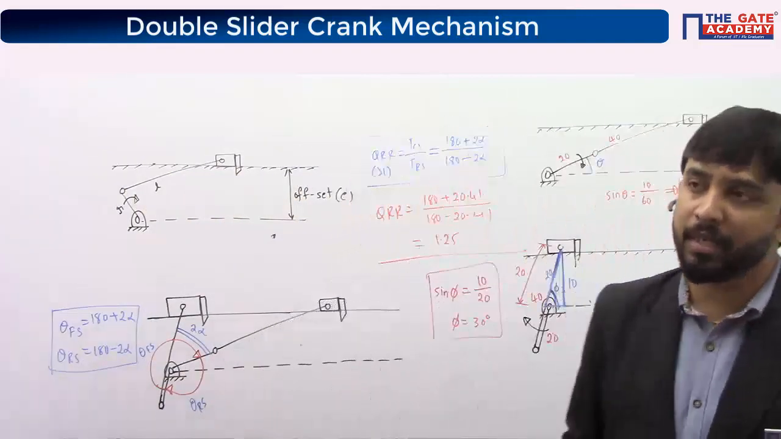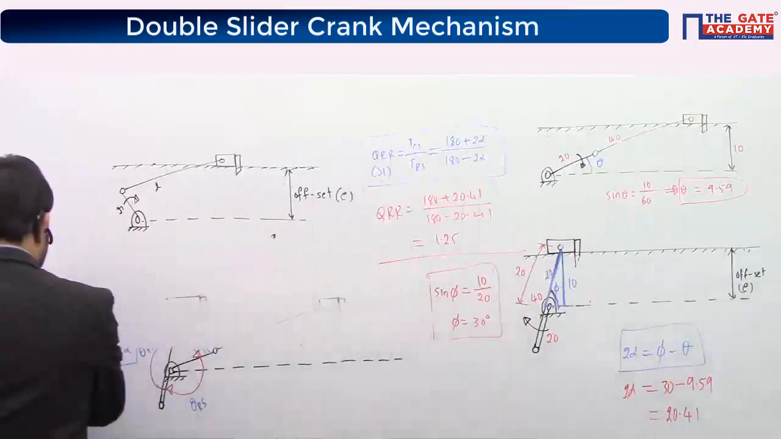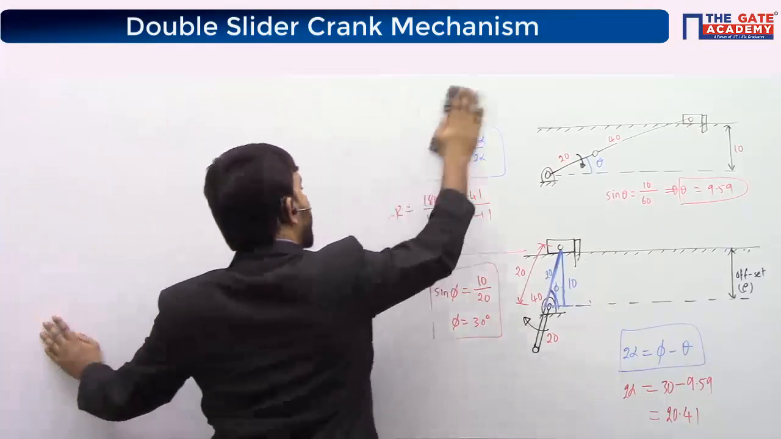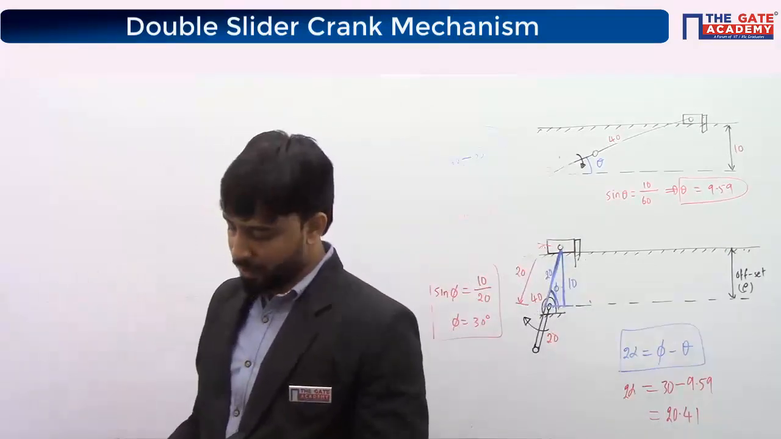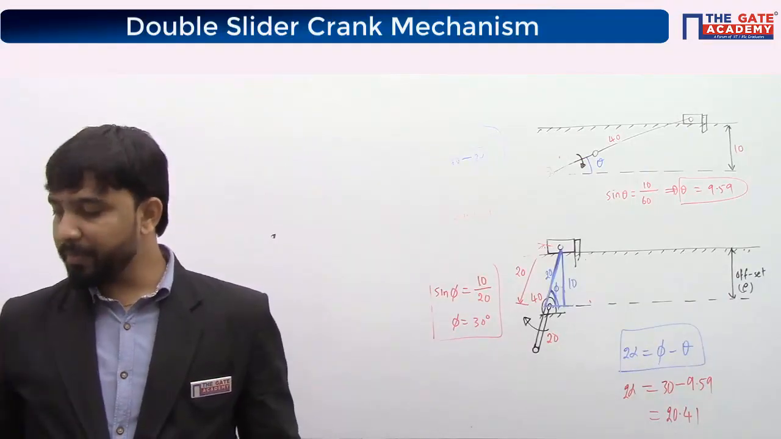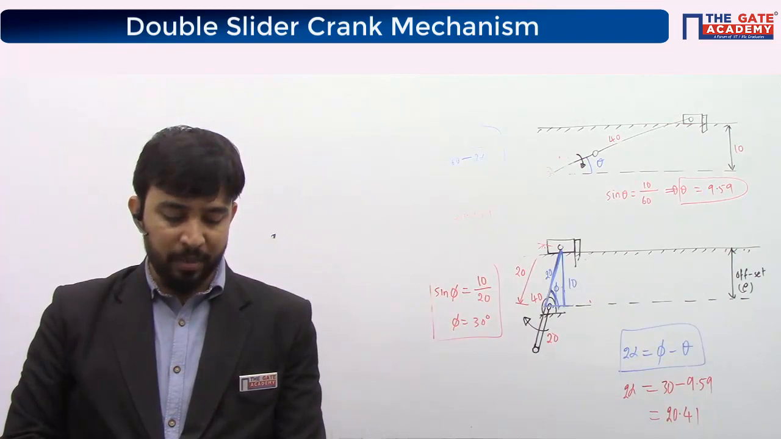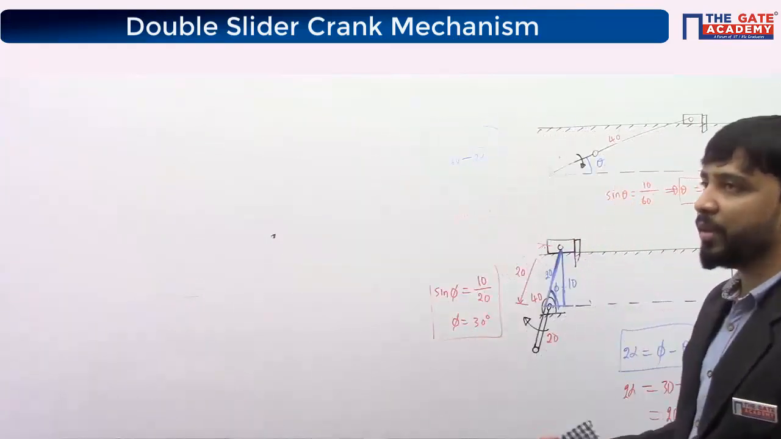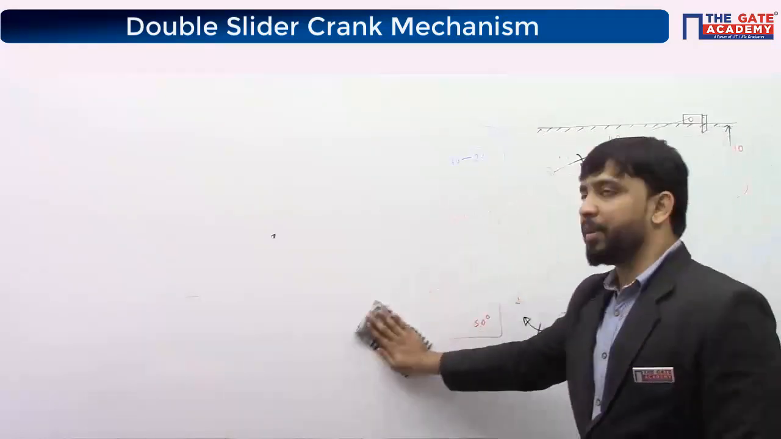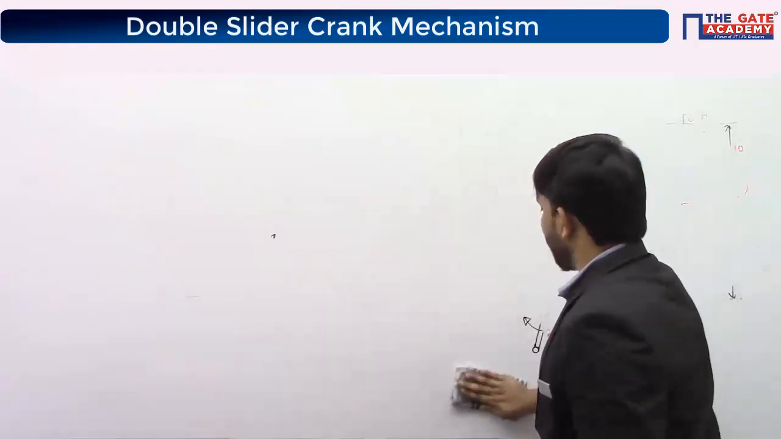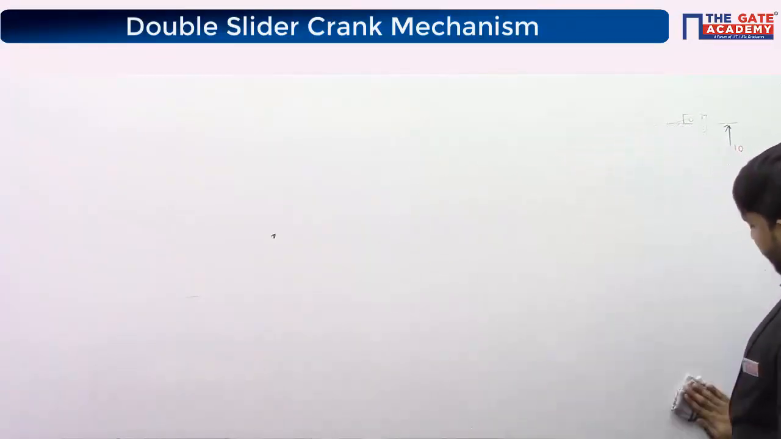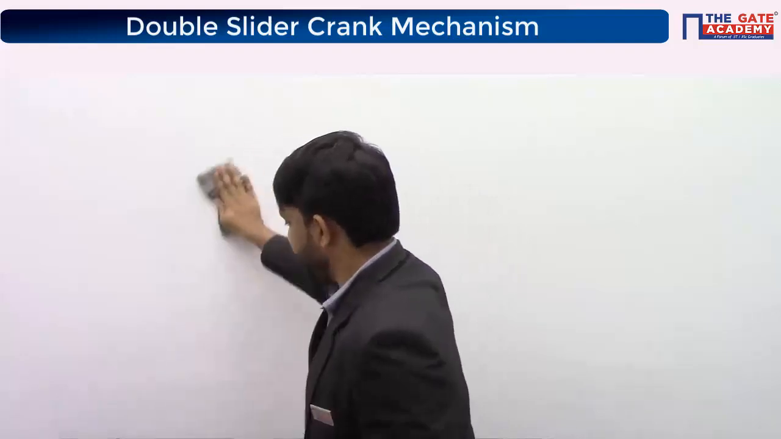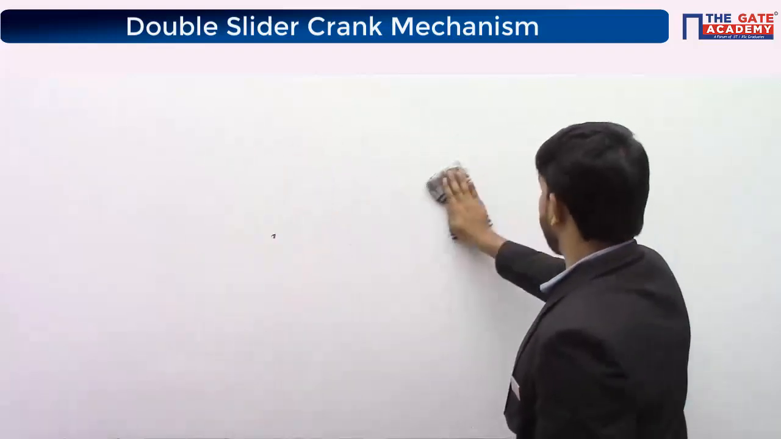Next item, double slider crank mechanism, or double slider crank chain. The slider like this. If two turning pairs of a 4-bar chain are replaced by two sliding pairs, such that pairs of similar kind are adjacent, it is known as a double slider crank chain.